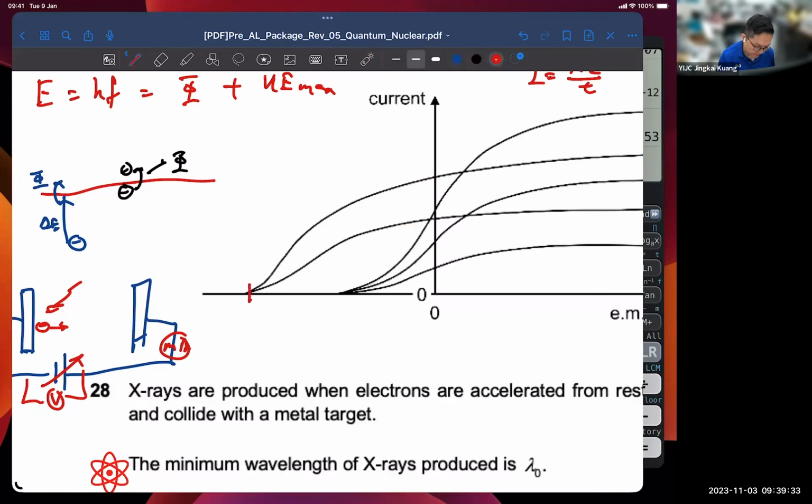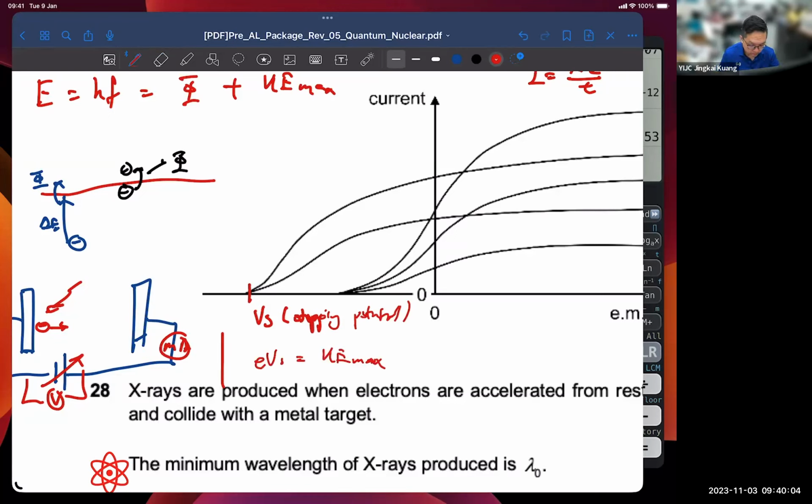Until you come to the point where even your most energetic photoelectrons will turn back. Let's say this value here, this is eVs. This is your so-called stopping potential. And your stopping potential here is equal to, okay, it's just Vs, not eVs. Okay, it's eVs. So eVs is equal to KE max.